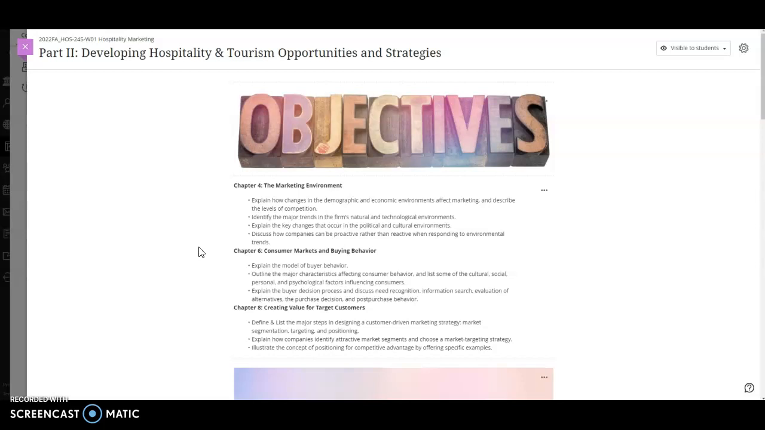But when we look back, one of the things we talked about in one of the objectives was to explain how changes in demographic and economic environments affect marketing and describe the levels of competition. That was one of the objectives there. Really, one of the points of emphasis that I want to make there is understanding what the demographic and economic patterns are in those trends that we see change so often.